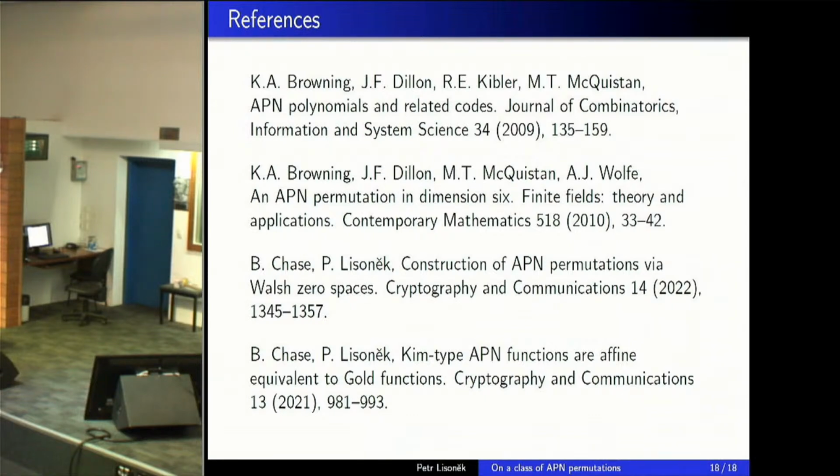And as a second result with Ben, we actually proved in 2021 that if you start with these Kim functions, Kim-type functions, then they are APN only if they are affine equivalent to Gold. So actually you are not getting anything new.